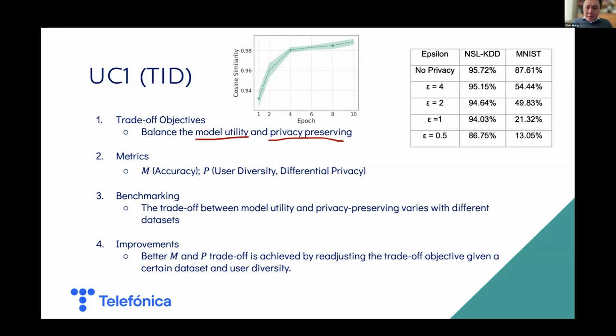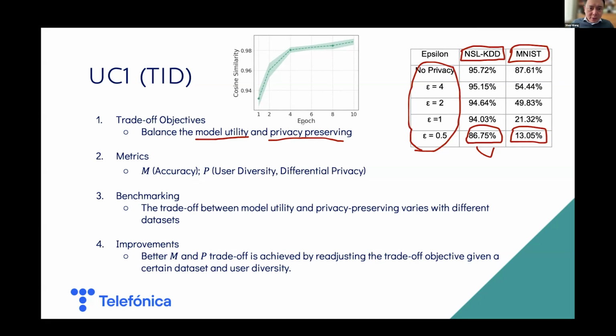I won't go into much detail on that, but I just want to quickly highlight the key results. Firstly, we find that when we add different levels of noise to the model, the privacy is preserved very well, while the model accuracy still maintains a high level, which is great, but only for some specific data sets, in this case the NSL-KDD data set. For some other data sets, for example the MNIST data set, it's very sensitive, which means the accuracy might drop to a very low, unacceptable level.